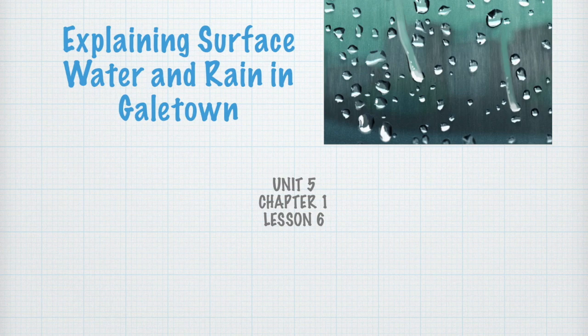This video is chapter 1, lesson 6. This is the last lesson in this chapter. This is explaining why surface water and the rain increased in Galetown. If you watched my last video, the chapter review, I touched on the surface water issue and the increase in surface water.